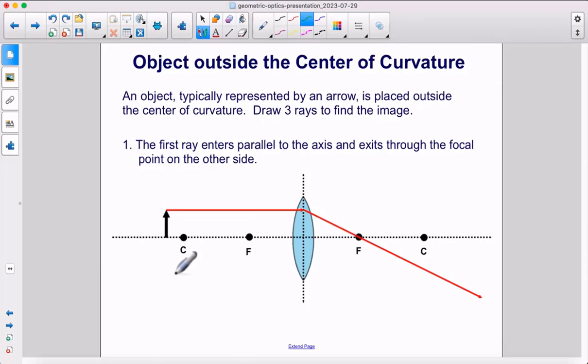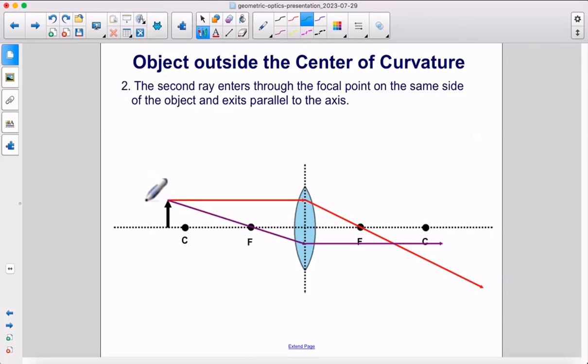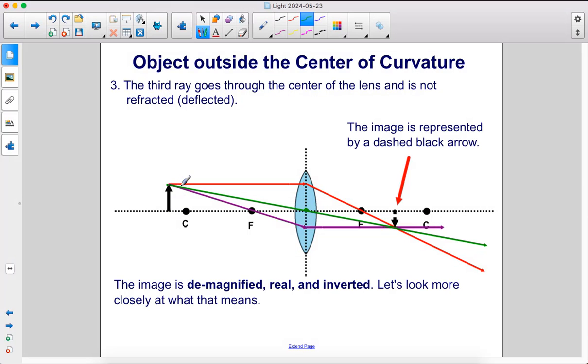An object, typically represented by an arrow, is placed outside the center of curvature, here. Draw 3 rays to find the image. The first ray goes parallel to the principal axis and then exits through the focal point on the other side. The second ray enters through the focal point on the same side as the object and then exits parallel to the principal axis. So we already know where our image is going to be, but let's do the third ray. The third ray, which isn't necessary, but is nice to confirm you did the other ones correctly, goes straight through the center of the lens and is not refracted.